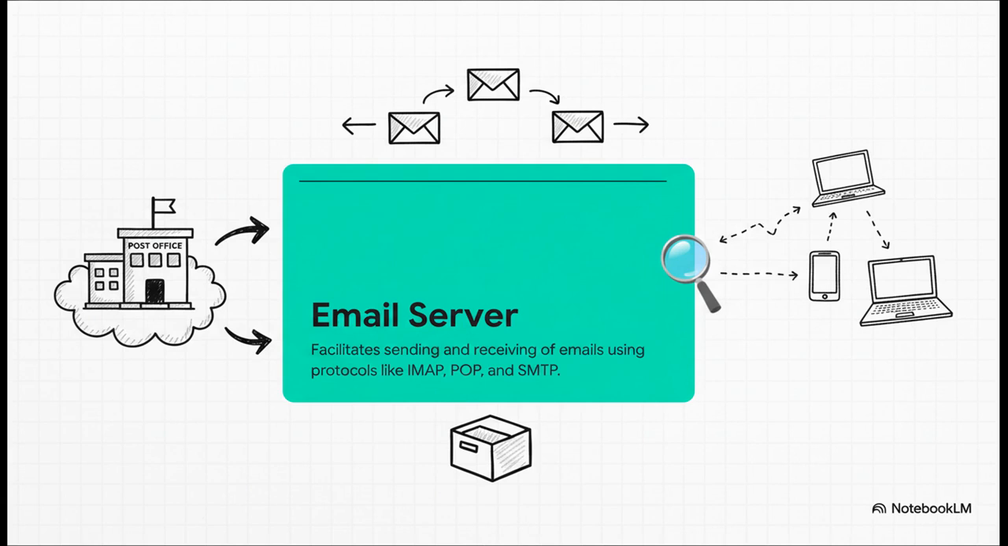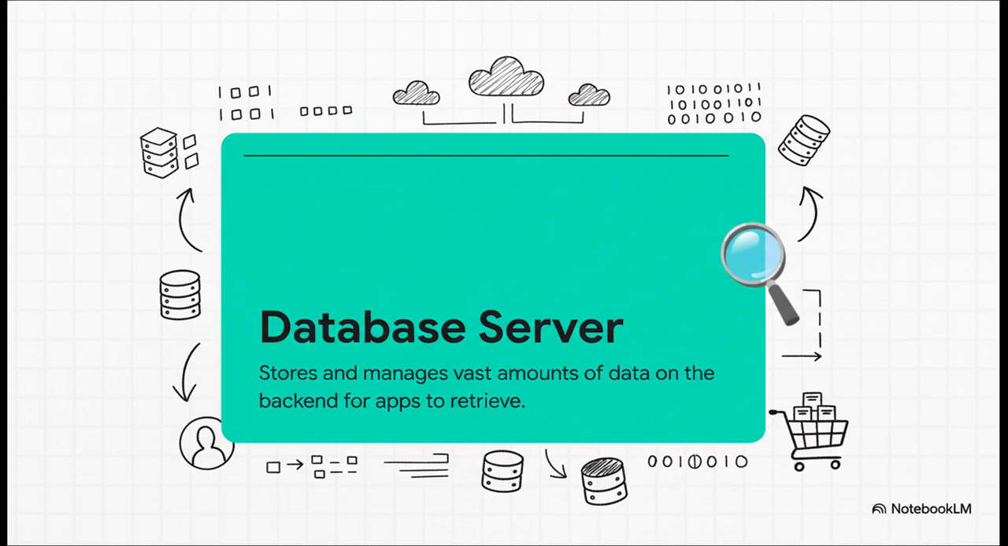Then you've got the email server. Think of it as a super smart digital post office. It's working around the clock behind the scenes, using a bunch of rules to send, receive, and store all of our emails until we're ready to read them. And finally, we have the database server. This thing is the master librarian of the internet. It stores just massive amounts of information in a super organized way. Everything from user profiles to store inventories. Then, other apps can just ask for a piece of that data, and the server fetches it in an instant.